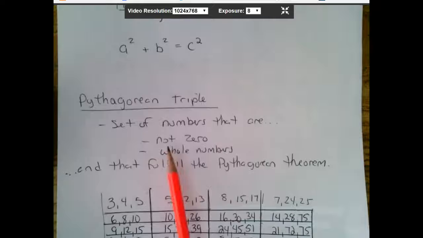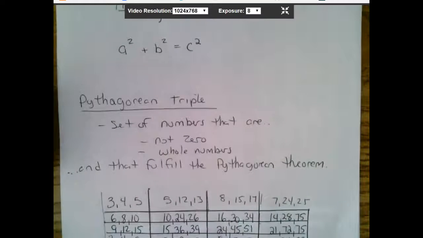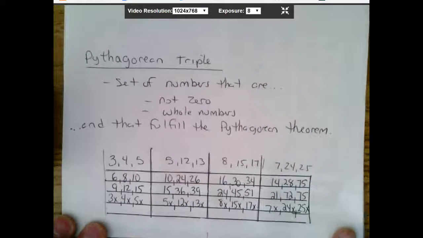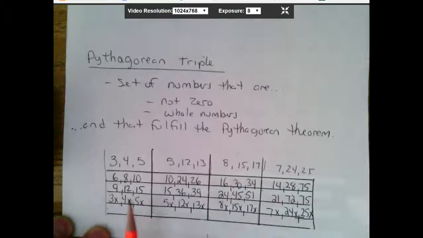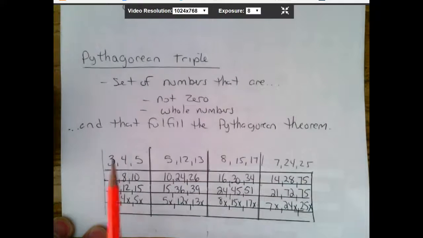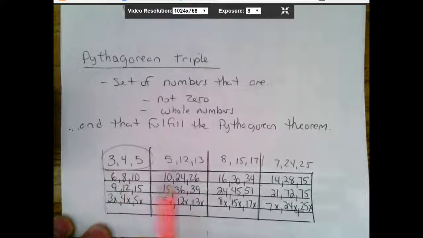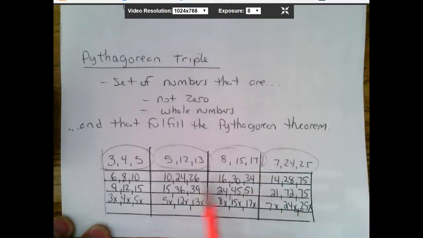So these sets of numbers, they can't be 0, and they have to be whole numbers. And these sets down here, they fulfill the Pythagorean theorem. So if we add the two legs together, we get a squared plus b squared equals c squared. And really there's 4 of them. There's the 3, 4, 5 triangle, a 5, 12, 13 triangle, an 8, 15, 17 triangle, and 7, 24, 25.